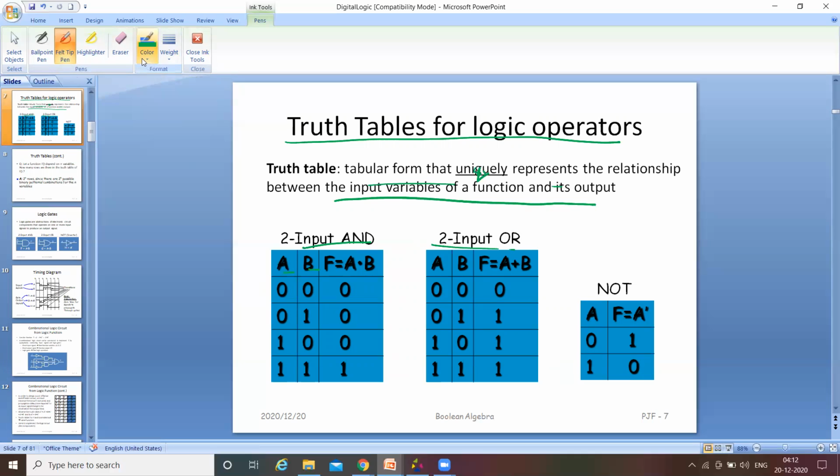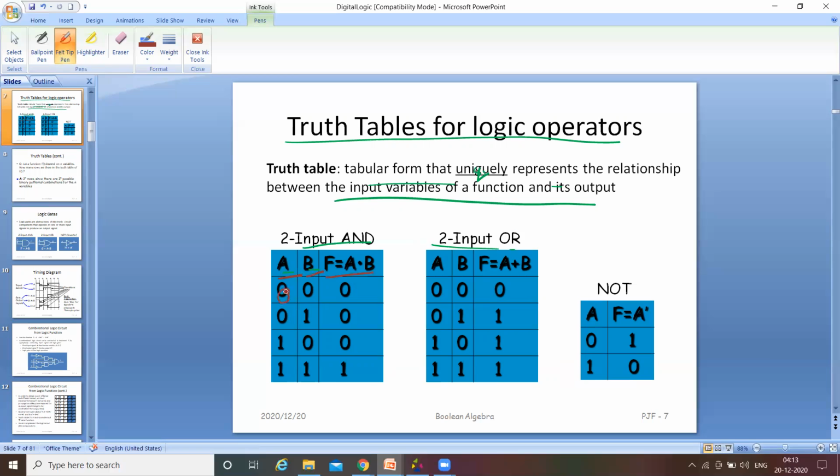A and B are the inputs, and the output function is A dot B. This is the output of the AND gate, represented as A dot B. And what are the possible combinations of input?